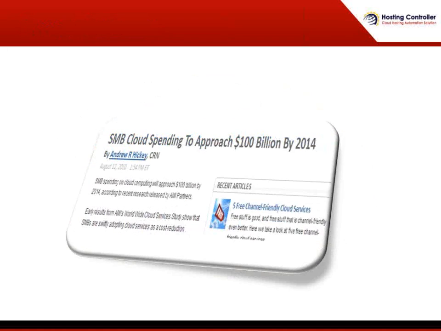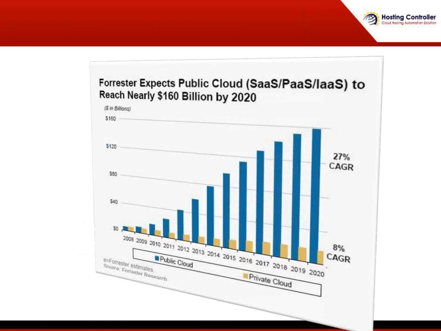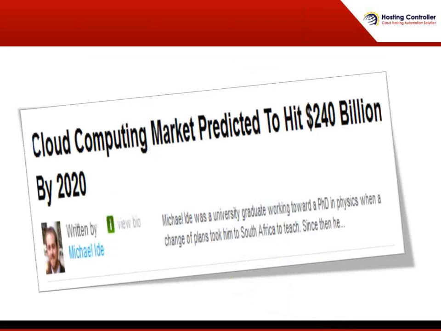And looking forward, some research organizations are saying that this spending is going to increase to $100 billion by 2014. And Forrester, which is a very reputed research company, has said that this spending on the three avenues of cloud hosting is going to increase to at least $160 billion, and this is the most conservative estimate. Other industry estimates are pitching it at anywhere between $200 and $240 billion by 2020. So another research, on a higher side, says by 2020 the cloud computing market is predicted to hit $240 billion, which makes it bigger than so many other industries in the world, and will be by far the largest spending coming out of the consumers.